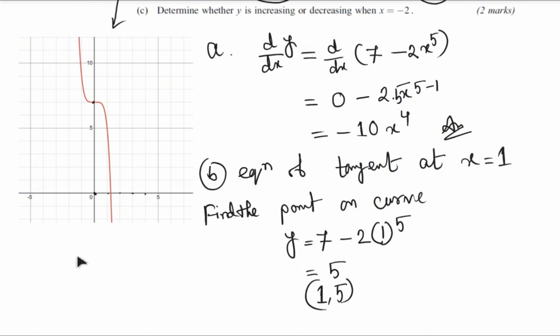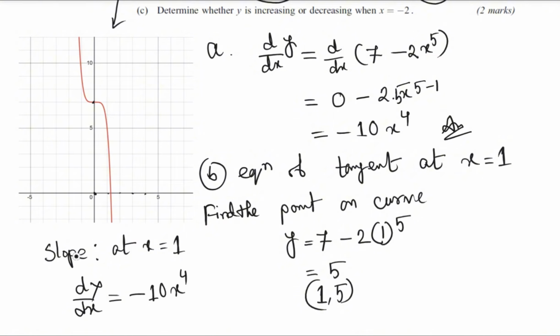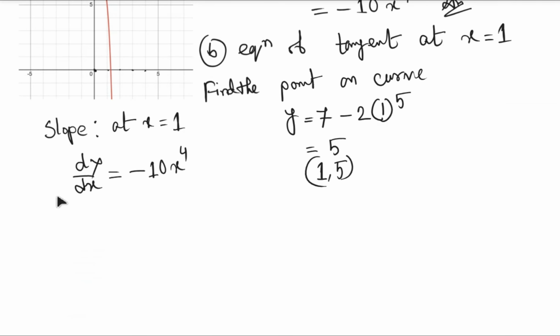If you'd like to find a straight line, we have to have a point, and it is very essential that we have the slope as well. So now it's time to find the slope of the tangent line. The slope at x equals 1: dy by dx is equal to minus 10x to the power 4. Any function, when we differentiate to first order, gives the slope of that function. So the slope is nothing but dy by dx of the function.